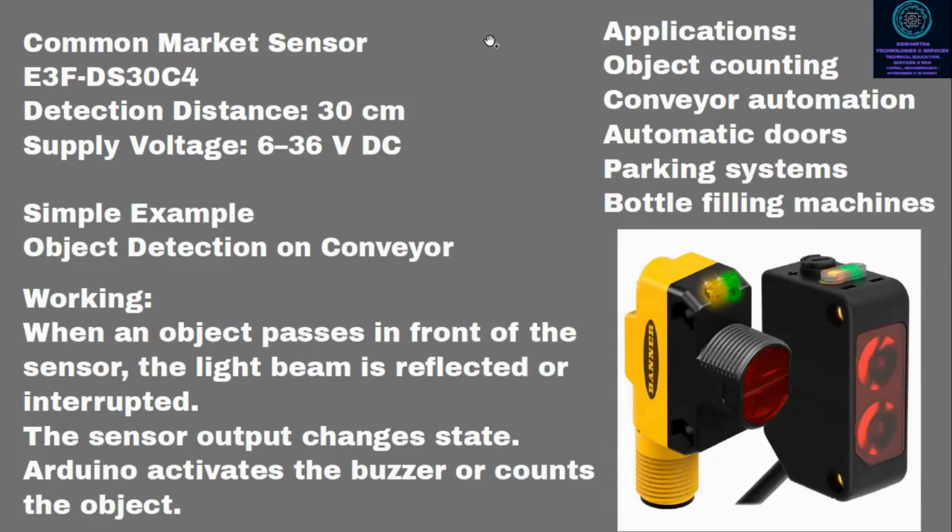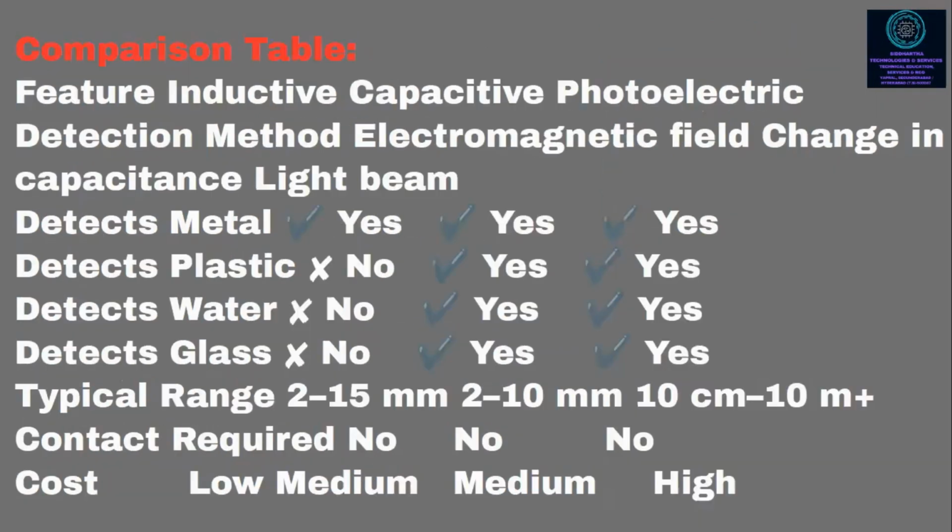All right, so these are the three main sensors. And I have made a comparison table for inductive, capacitive, and photoelectric sensors. Detect metal: inductive, yes; capacitive, yes; and photoelectric, yes. Detect plastic: no in the first case, yes and yes for the others. Detect water: inductive doesn't detect, no; it detects in capacitive and photoelectric.